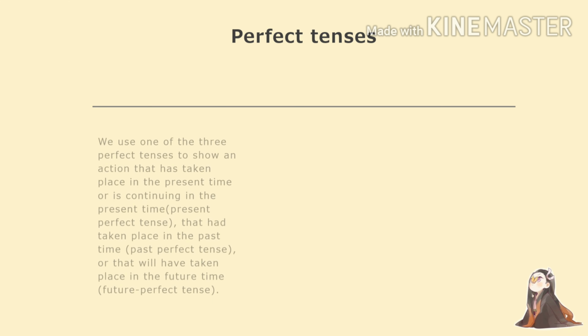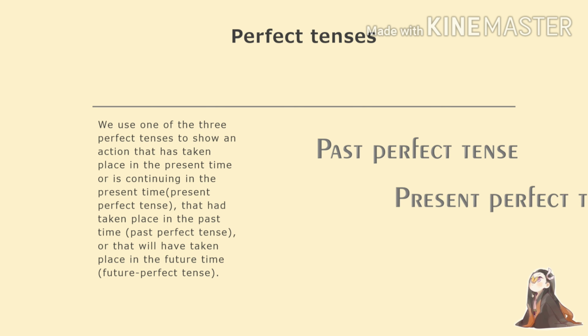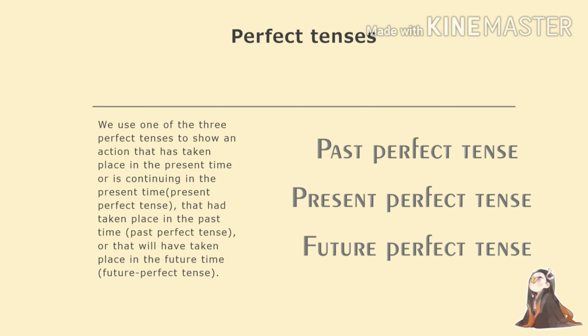Perfect tenses. We use one of three perfect tenses to show an action that has taken place in the present time or is continuing in the present time, that had taken place in the past time, or that will have taken place in the future time.